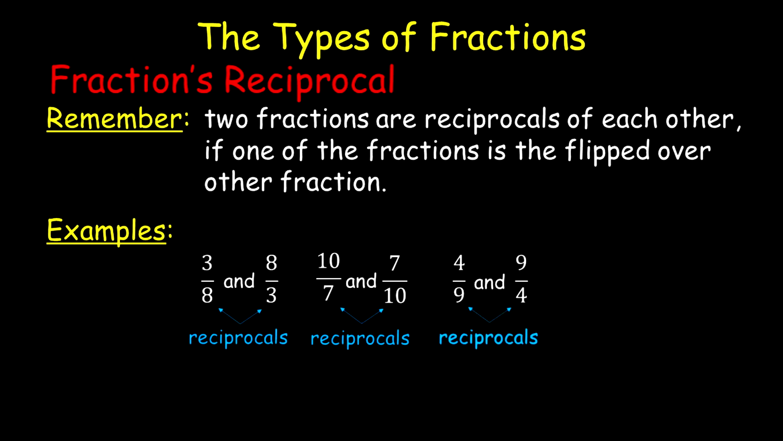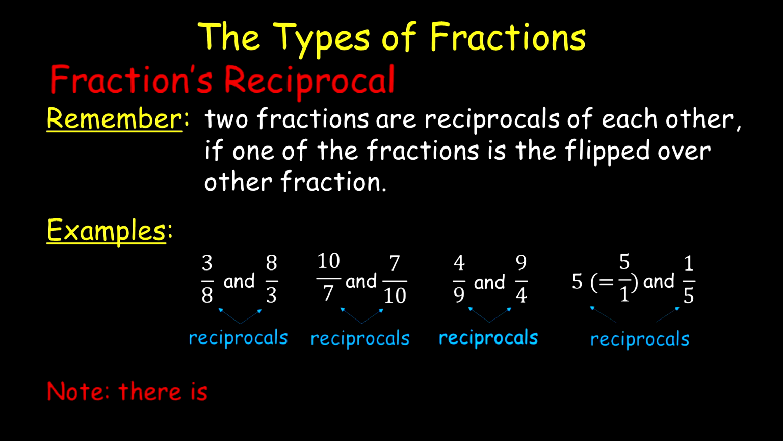And the most interesting case of reciprocals is a reciprocal for a whole number. Let's take 5. We can represent 5 as 5/1. And now it's easy to invert it. That means to change top and bottom into 1/5. Note: you must remember that there is no reciprocal of 0.